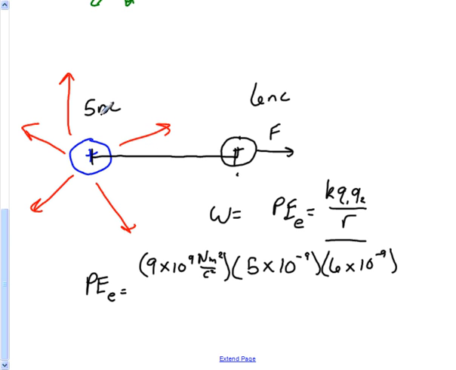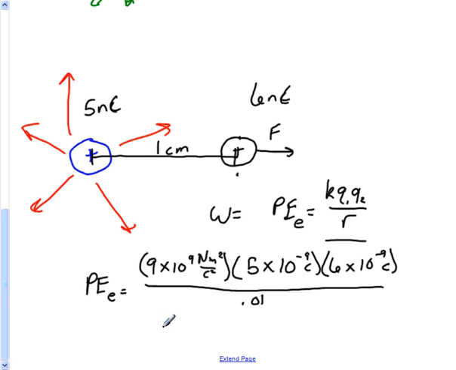This is very similar to centimeters, millimeters, whatever it is that we're dealing with. We don't work in nanocoulombs. We work in actual coulombs. So we have to put this back into coulombs. And so what we have is 5 times 10 to the negative ninth and 6 times 10 to the negative ninth over the distance between them. Let's say the distance between them is 1 centimeter. So this would be divided by 0.01.